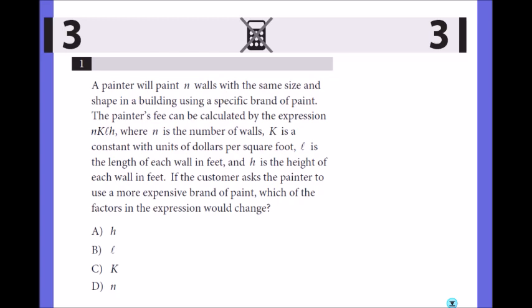guess. Okay? Number 1. A painter will paint n walls with the same size and the same shape in the building using a specific brand of paint. The painter's fee can be calculated by the expression of these numbers multiplied, where n is the number of walls, k is a constant with the unit of dollars per square foot, L is the length of each wall in feet, and h is the height of a wall.